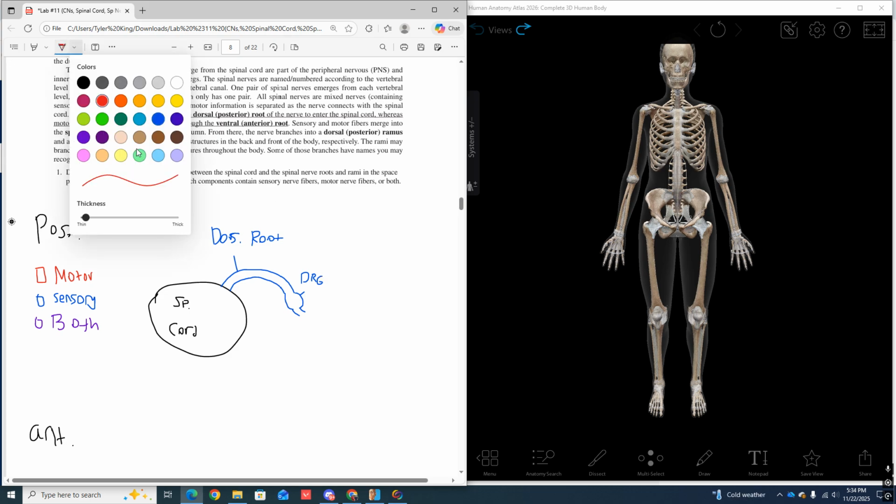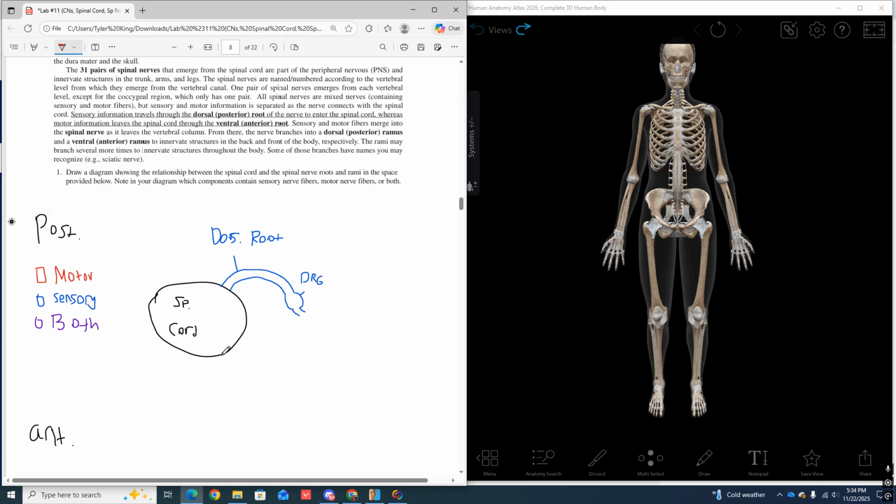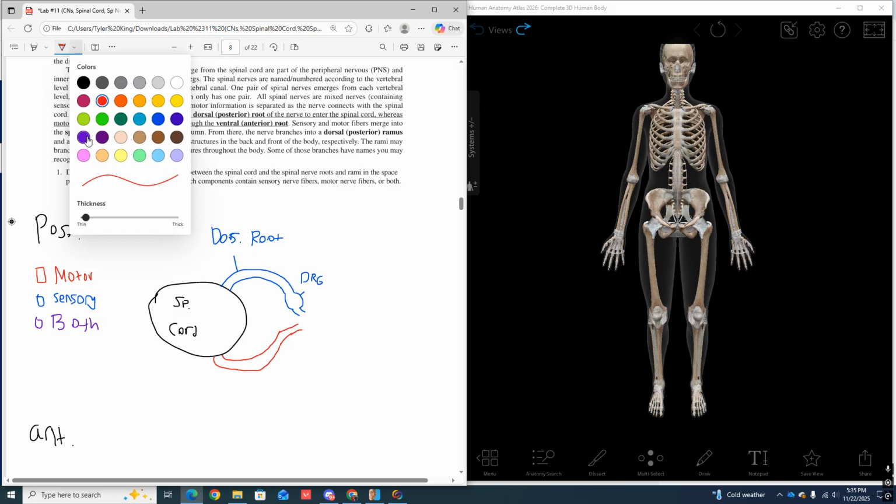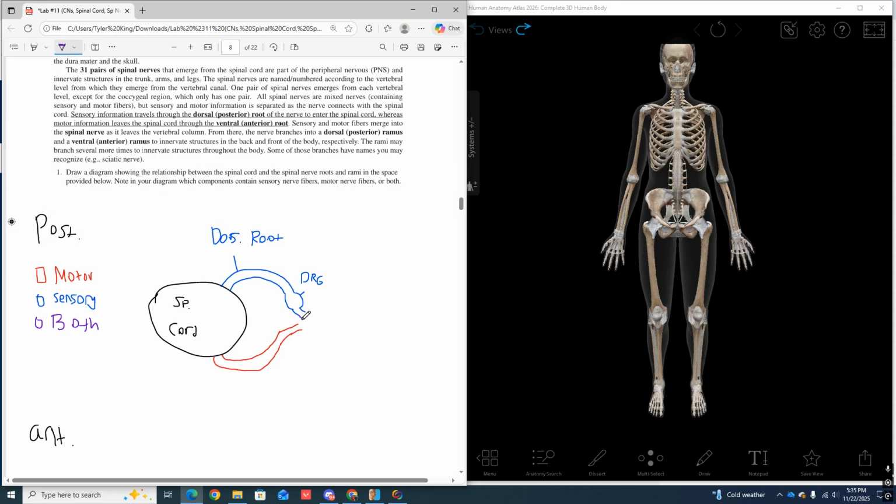Now, red here, motor, coming out of the anterior side, it's going to come up here. Anterior does not have a ganglion of any sorts. So it's going to come up and eventually meet up with the dorsal root. When these two meet up, they're going to fuse into one structure. When they fuse into the one structure, what they're going to be called is a spinal nerve, as they meet up.